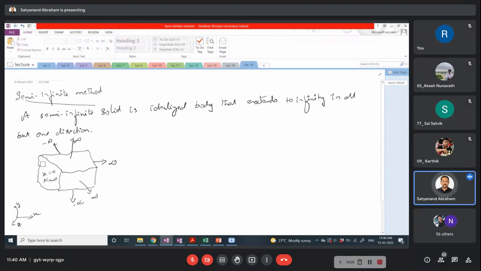In the x direction it is only semi-infinite, not fully infinite, but in the y and z directions it is fully infinite. So that is the semi-infinite method, or semi-infinite body.